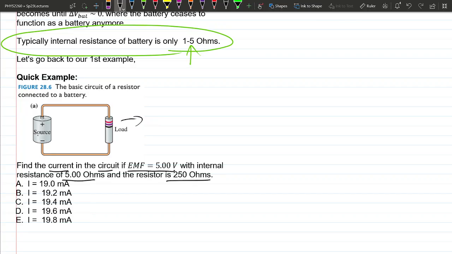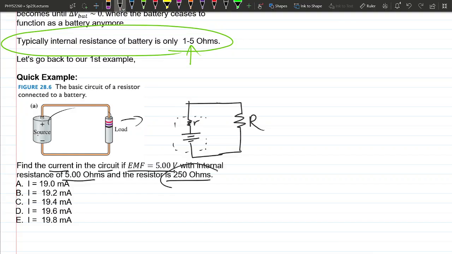Okay, so let's translate this to a schematic first. I'm going to put my battery slightly lower, but then add a tiny resistor here with lowercase r to model the internal resistance. So outside the battery, everything is the same as before. This is just connected to a resistor, which we're going to call big R, and this resistor is 250 ohms. And then the EMF is 5, and the internal resistance is 5 ohms.